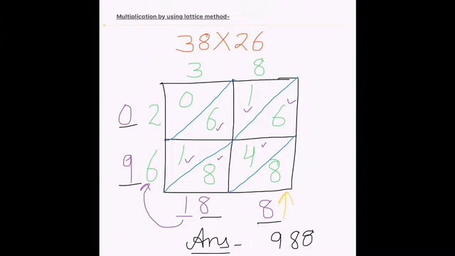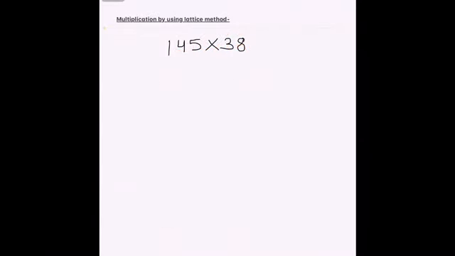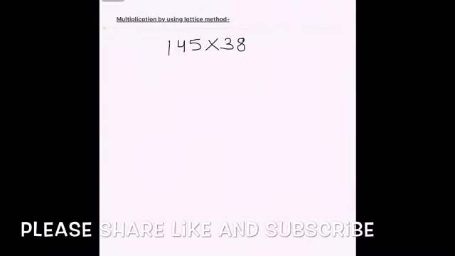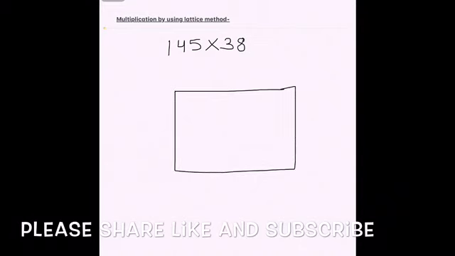Now we will take up one more question for this. This is 145 multiplied by 38. For this also we are going to make, as you know, there are 3 digits multiplied by 2 digits. So on columns we are making 3 columns and 2 rows for this.